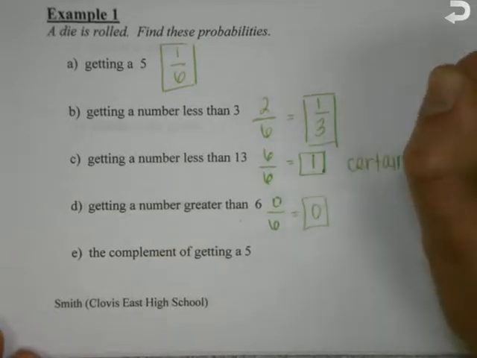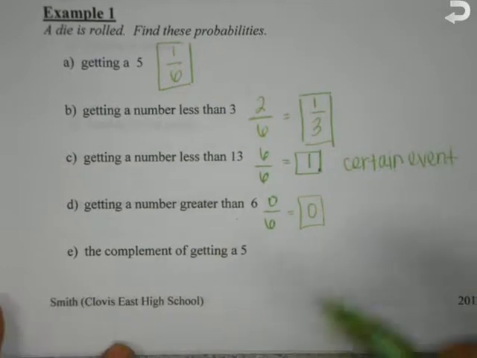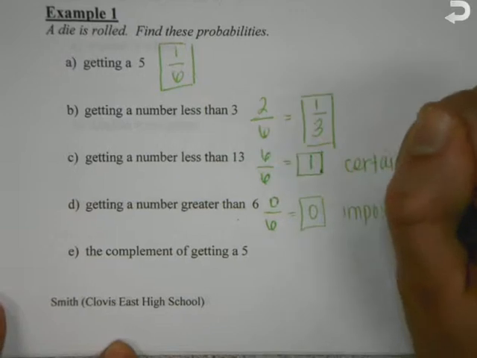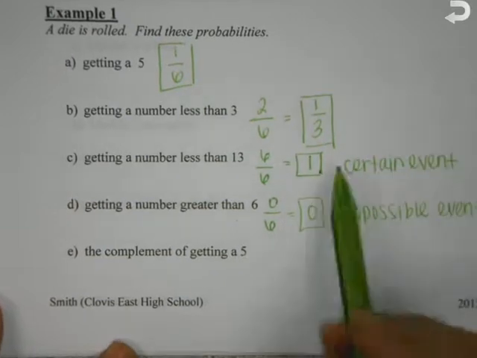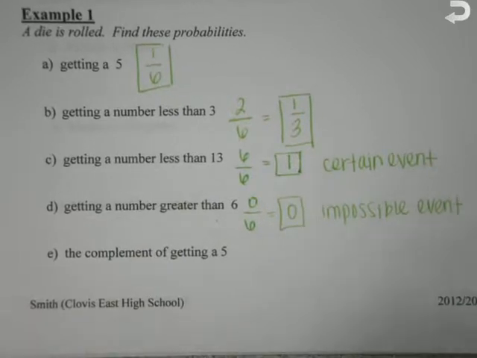If it's not possible for the event to occur, like in D, what is that called? Impossible event. I'm just labeling them for you now. On your homework and the test, if this comes up, you don't have to label them, but I want you to have them labeled just so you have an example of each one.